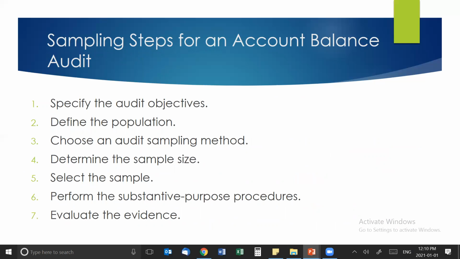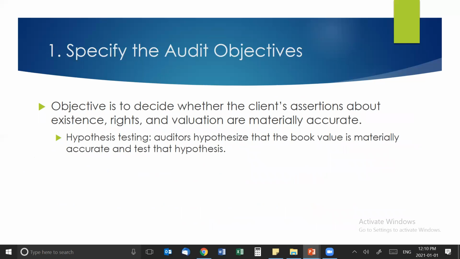Okay, so these are the steps when you're doing substantive procedures or tests of details, looking at the actual account balances, not the internal controls. First you have to figure out the audit objectives. So you want to look at the assertions. You want to decide whether the client's assertions are correct. So look at what assertions you're going to be testing.